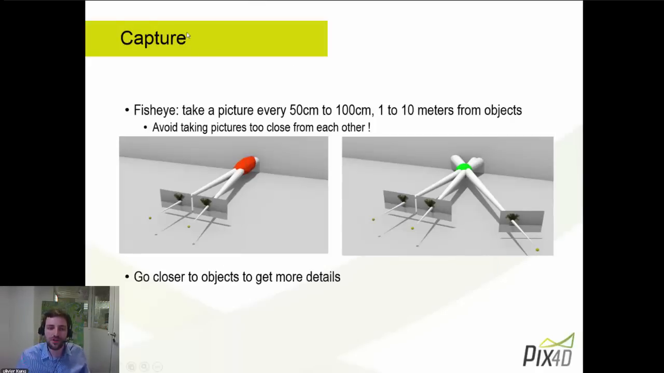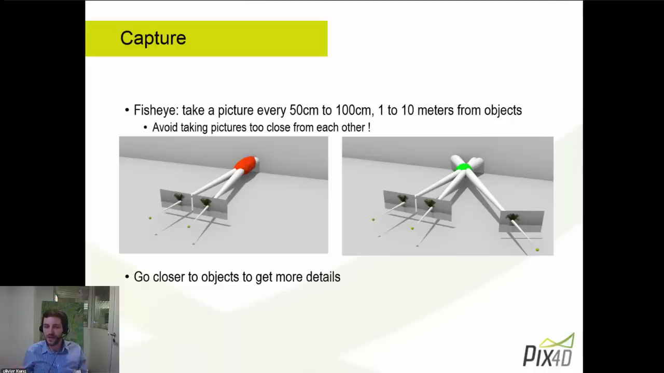Now about the image capture. Using this fisheye camera as just shown there, a very good practice is to take a picture every 50 centimeters to 1 meter. So you would move in the room, and every 50 centimeters or every 1 meter, which is basically every step that you're taking, you can start shooting a picture. Even better if it's on a tripod.